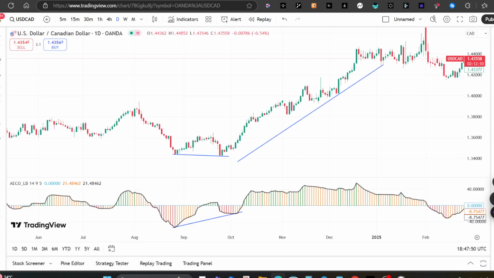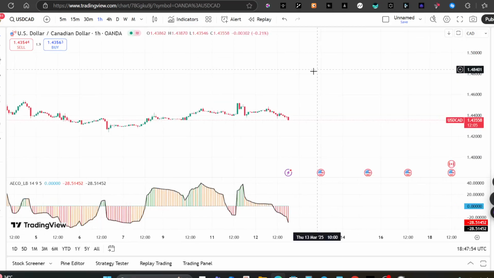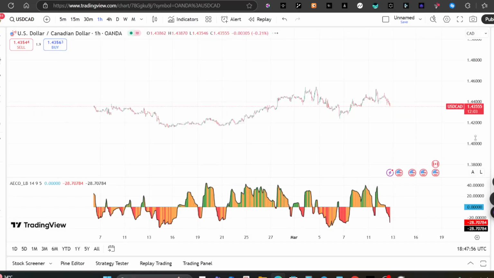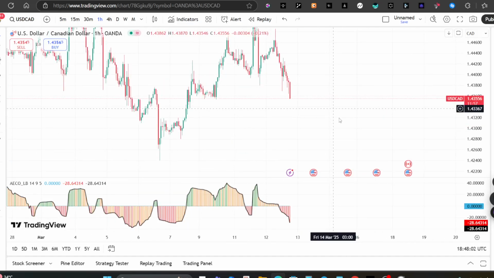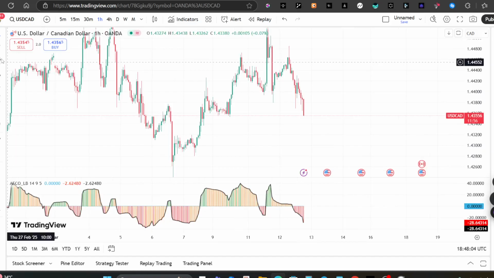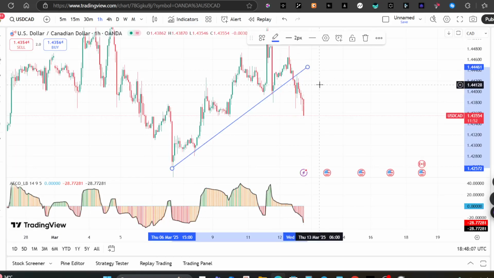Okay? So imagine if you are looking at a 1 hour chart. Let's just go forward a bit. And then the price is trending upward. But you notice that the Ergodic Candlestick Oscillator starts to dip below the zero line. You can see around here, even here and here, right?